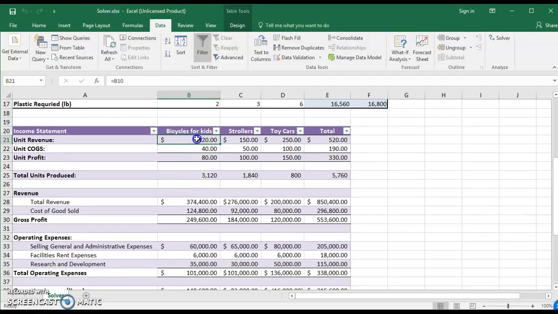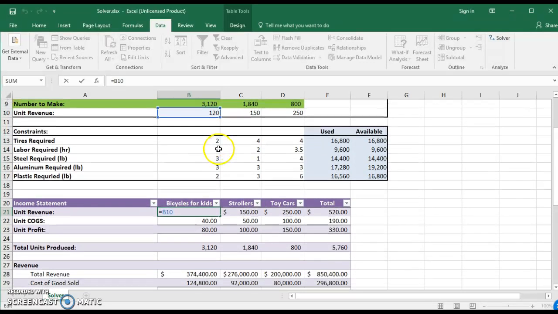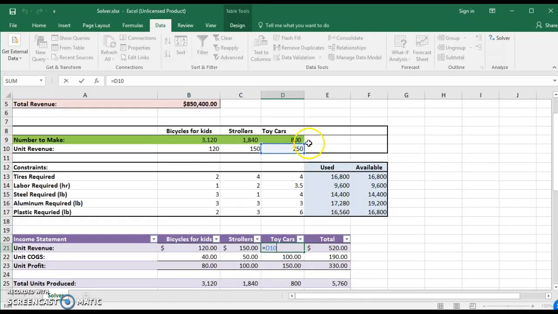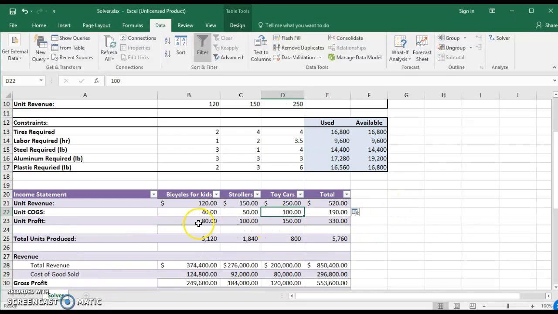So the unit revenue is basically what we have up here. The unit revenue is the same, it all crosses over. And then this is just the total, the sum of those 3 products. And then we have the unit cost of goods sold, which is 40 for bicycle, 50 for stroller, and 100 for toy cars. And then we come up with our profit, which is revenue minus the cost of goods sold.